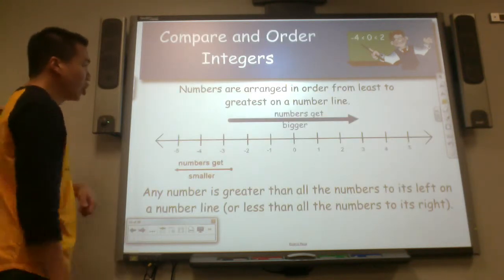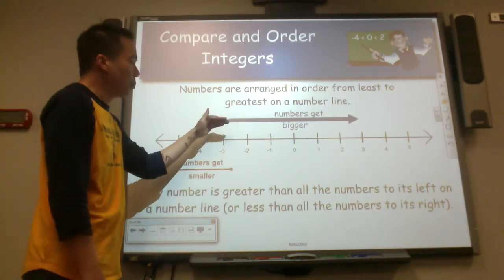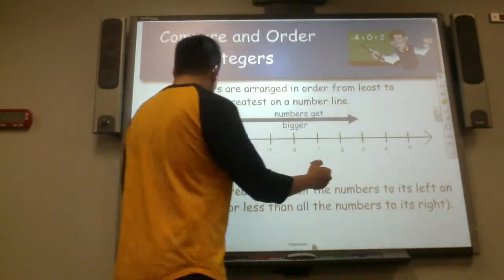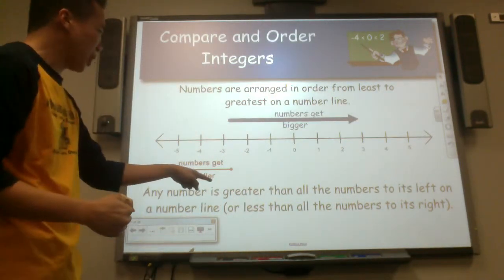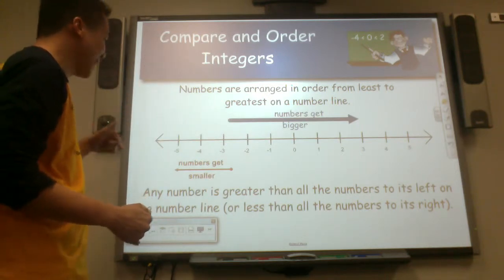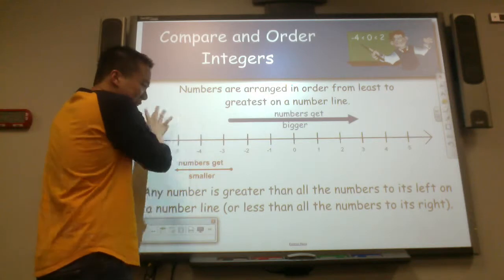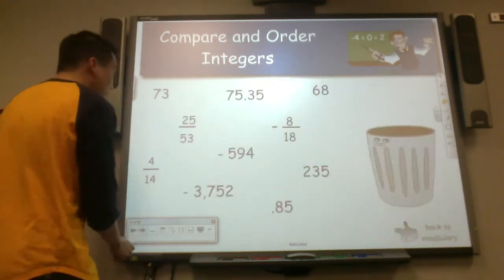So from here, numbers are arranged in order from least to greatest on a number line. Numbers get bigger as you keep on going to the right, while numbers keep getting smaller as you keep going to the left. So any number is greater than all the numbers to its left on the number line, or opposite, any number is always less than all the numbers to its right.